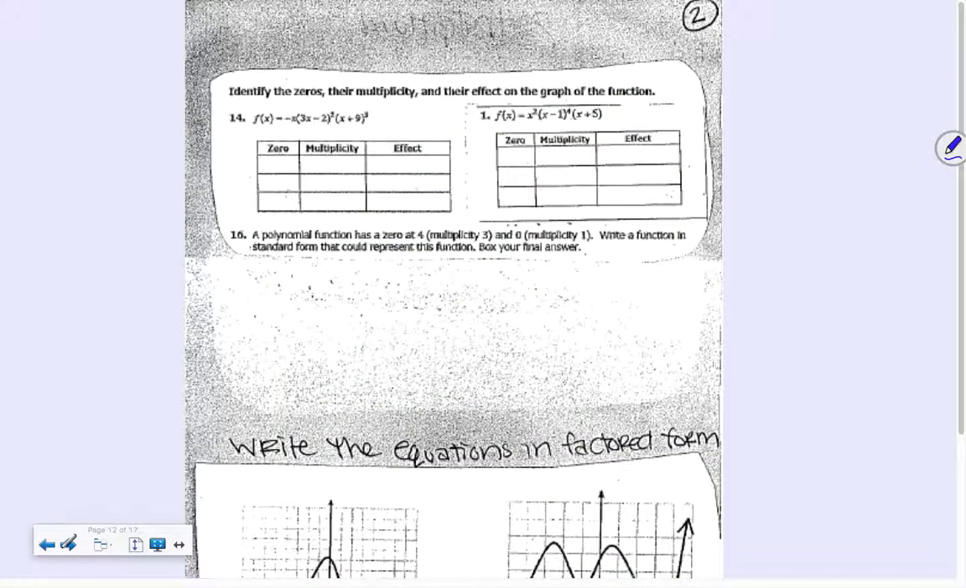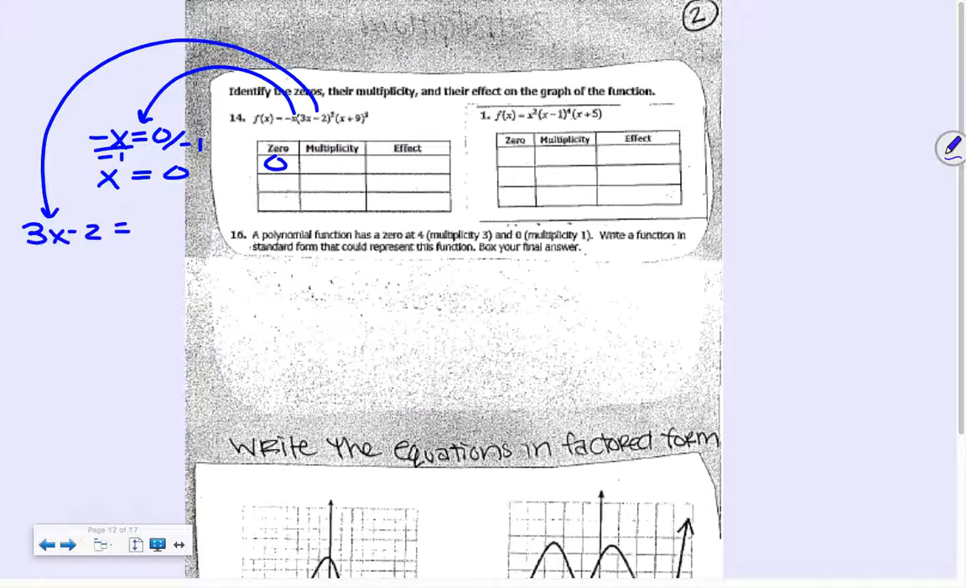Here we go. Identify the zeros, their multiplicity, and the effect on the graph. So, let's do this one together. Ready? See that factor? When is negative x going to be 0? Divide by negative 1, right? You get what? Okay. 0. Okay, what about the next factor? 3x minus 2. When is that going to be 0? Anybody? 2/3. Add 2. Divide by 3. You get 2/3.